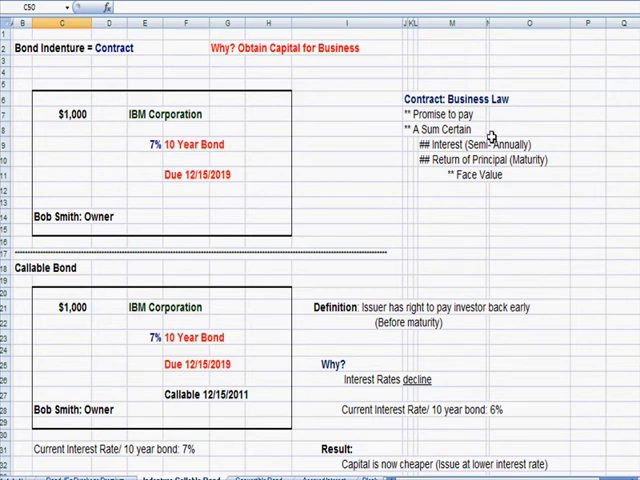That promise to pay a sum certain, if we're a little more specific on that sum, we're going to pay interest. We, the issuer, are going to pay interest to the owner, and if it's a corporate bond, it's usually semi-annually. And at maturity, in this case 12/15/2019, we're going to repay the principal. Another name for that is the face amount, the original price of the bond when it was issued. We're going to pay that back to the investor. And so this is part of the contract that we have with them.